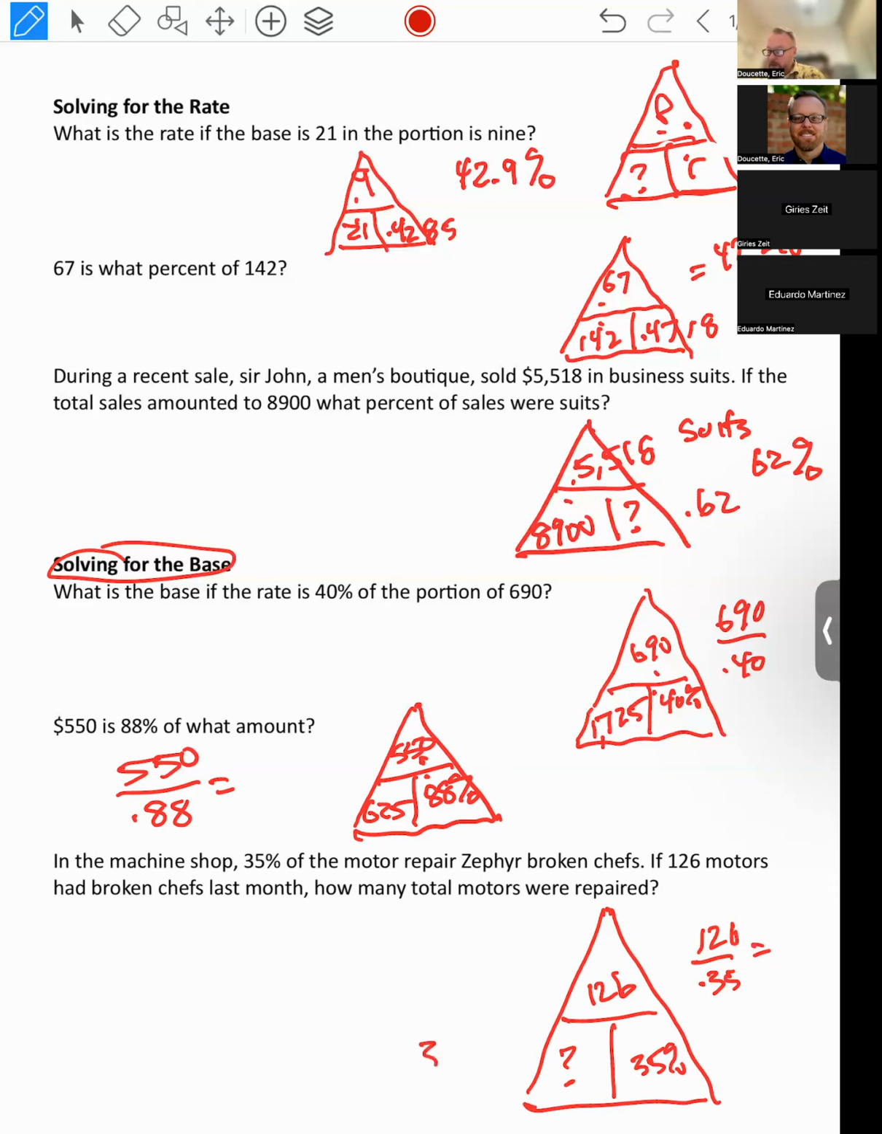It comes out to 360. So what is that saying? It's saying there were 360 motors repaired last month. 126 of those had broken shafts. That represents 35% of the total motors repaired. You guys still with me?